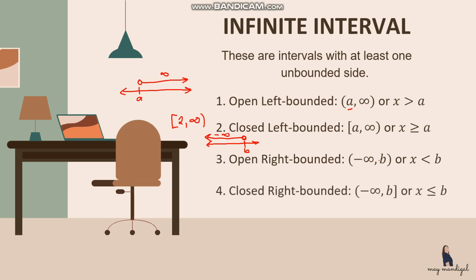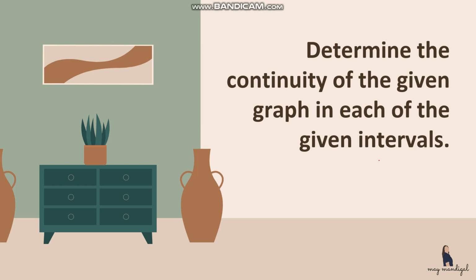And we also have the closed right bounded. So in this case, it's the same as the third one, but this time the boundary, which is b, is included. So x is less than or equal to b. And then lastly, we have what we call unbounded. So in this case, there's no boundaries at all. So it extends from negative infinity to positive infinity. And that means we are considering the set of all real numbers for the values of x. So again, these are the infinite intervals. So there should be at least one unbounded side, or we can call it unbounded if there's no boundaries at all. So now let's try to determine the continuity of the given graph in each of the given intervals.